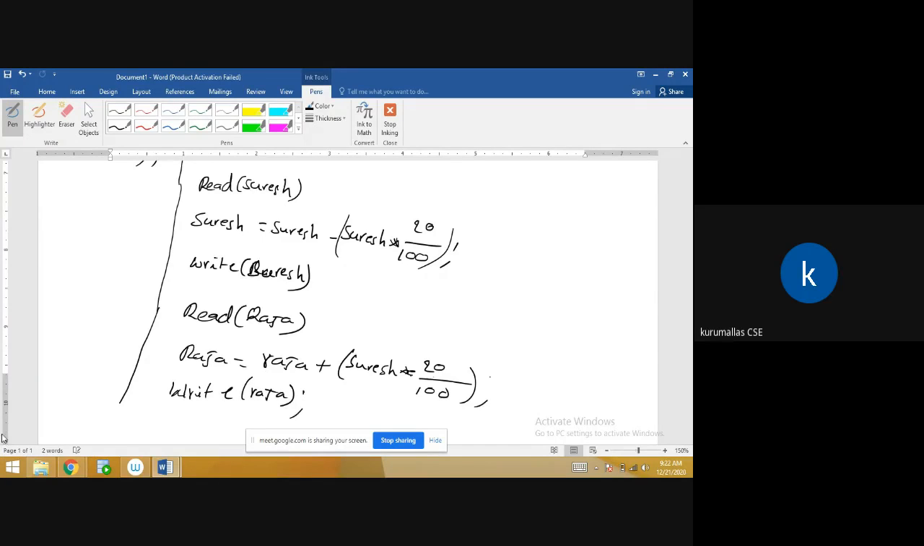Can you tell me what is the final answer after the execution of T1 and T2? What is the final amount of Suresh's account and Raja's account? Anyone in the class? After the completion of T1, what is the amount of Suresh? What is the amount of Raja? Can you tell me?